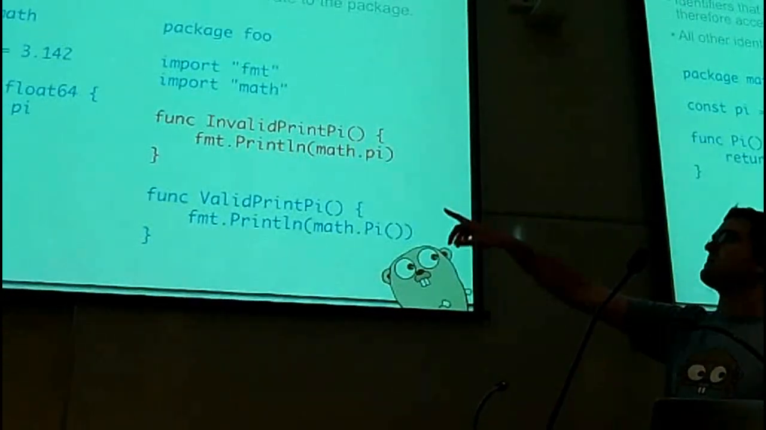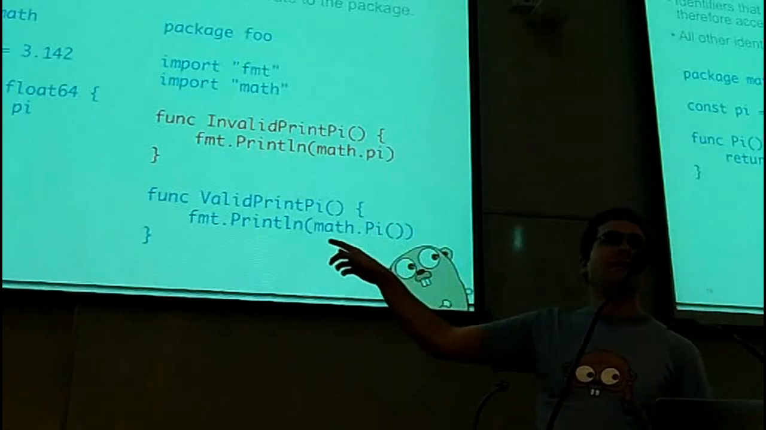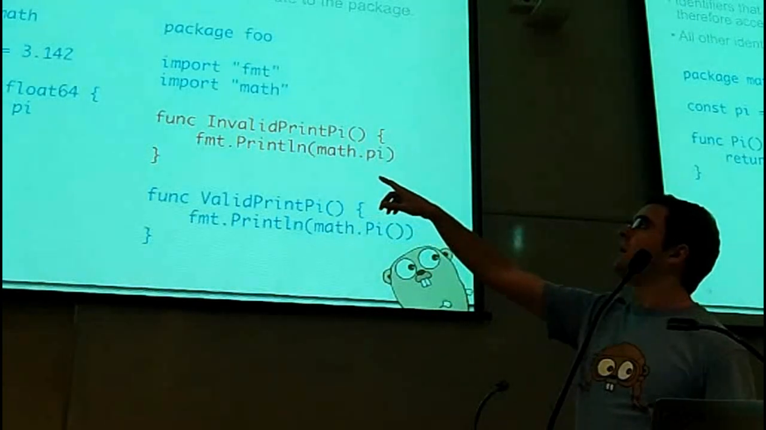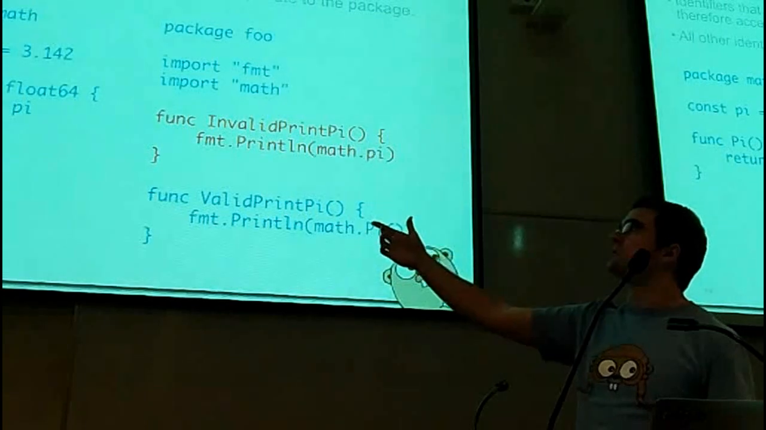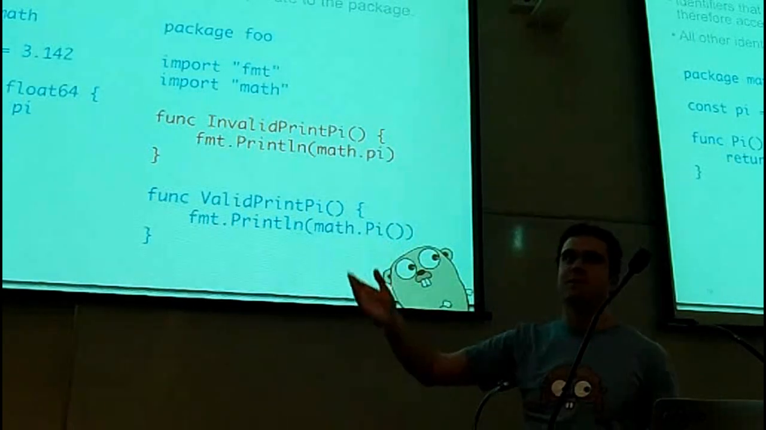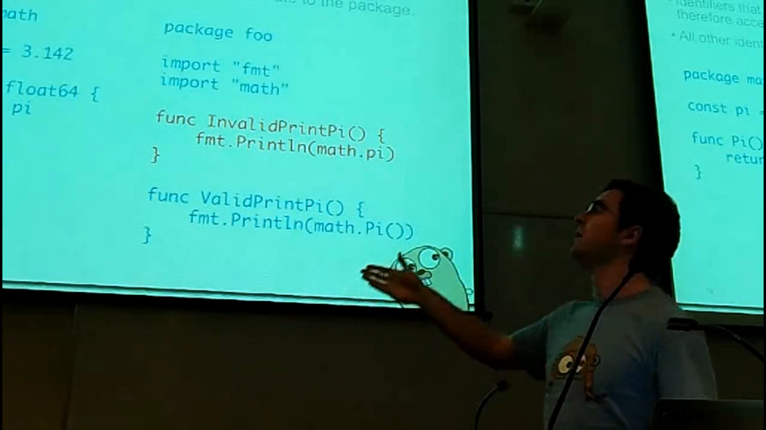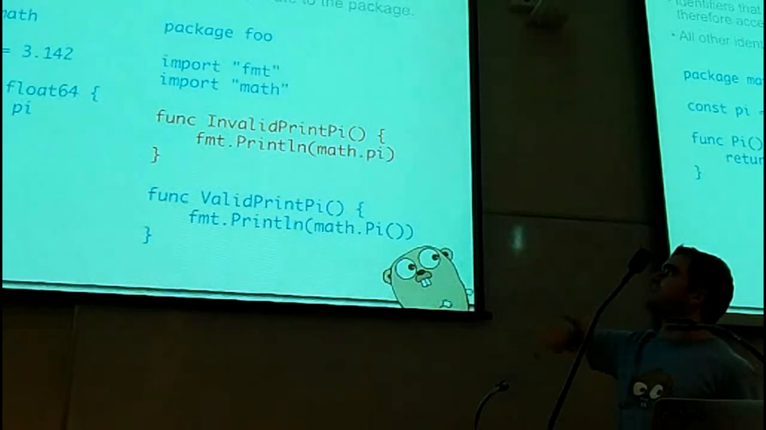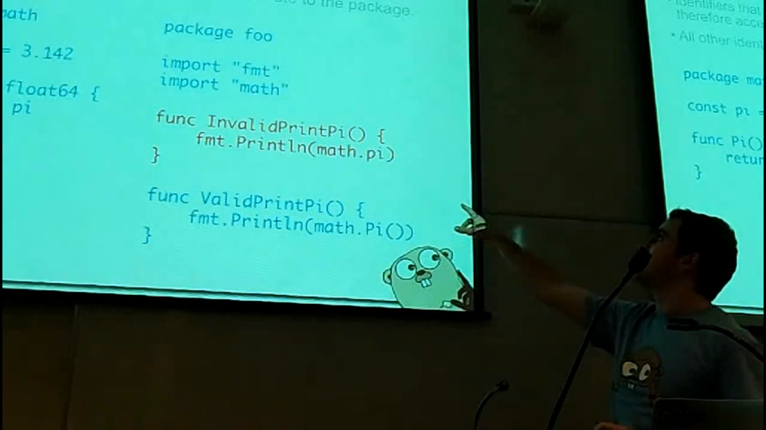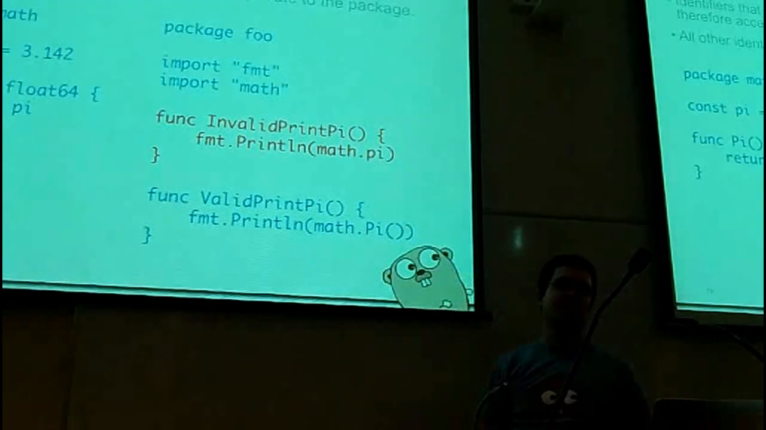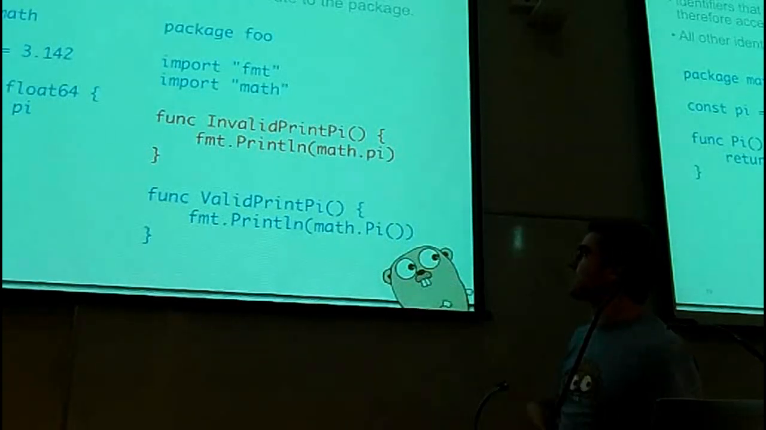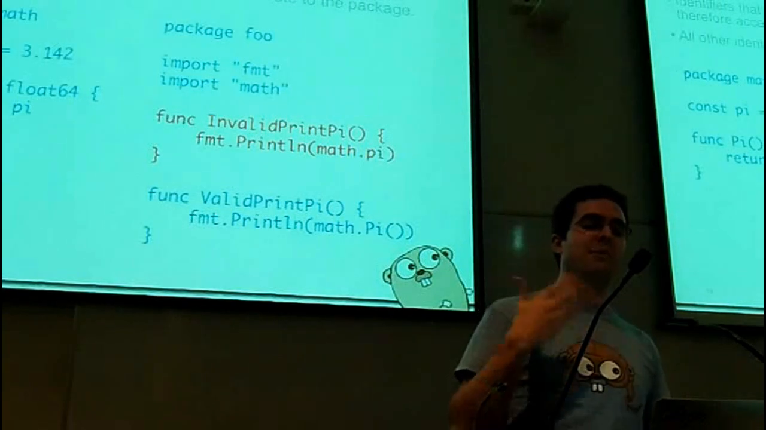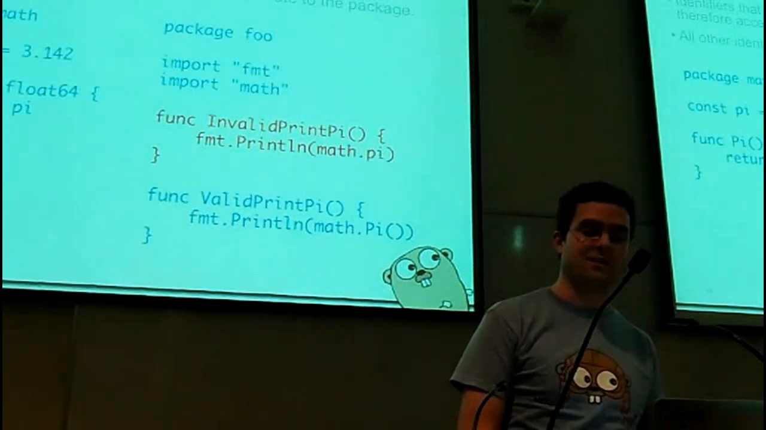In this example, I have this math package, which is obviously a very underfeatured math package, which has an internal constant pi, and then it has a function Pi that returns that constant. It's not actually code that you would really write, but in my package foo that imports the math package, this function is invalid because I'm trying to access the lowercase pi, but this function is valid because I'm accessing an exported function, part of the math package's interface.